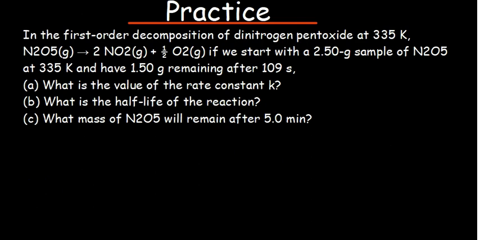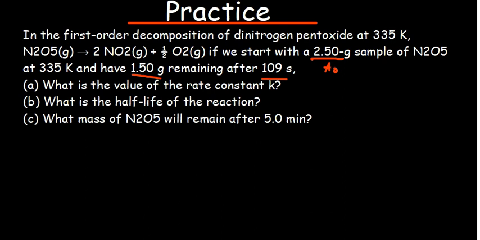In the first order decomposition of dinitrogen pentoxide at 335 Kelvin, this is the equation that we have. If we start with 2.50 grams, so already that is the initial, and then 1.5 grams, so that is the final after 109 seconds. The first question is, what is the value of the rate constant K?